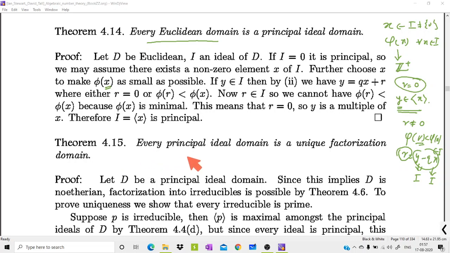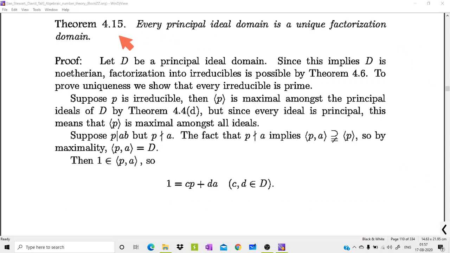Now we have that every principal ideal domain is a unique factorization domain. For that, we consider the statement: every principal ideal domain is a unique factorization domain. Let D be a principal ideal domain. Since D is a principal ideal domain, every ideal is a principal ideal. So every ideal is generated by a single element. So every ideal is finitely generated. Therefore, it is Noetherian.